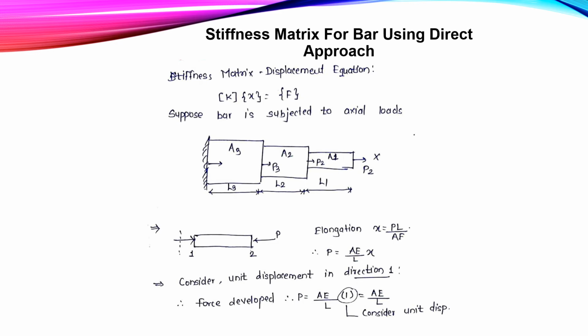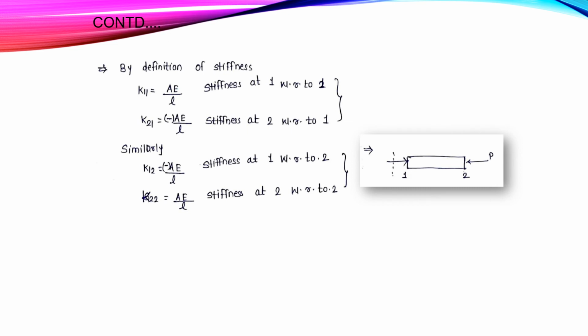So consider the unit displacement in direction 1. So the force developed, with displacement equal to 1, is P is equal to A into E upon L. So by definition of stiffness, the stiffness at node 1 with respect to 1 is AE upon L, while the stiffness at node 2 with respect to 1, since at node 2 an axially opposite direction load is acting, is minus AE upon L. Similarly, the stiffness at node 1 with respect to 2 is minus AE upon L, and the stiffness at node 2 with respect to 2 is AE upon L.